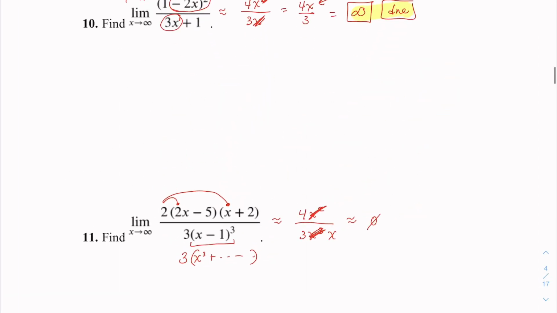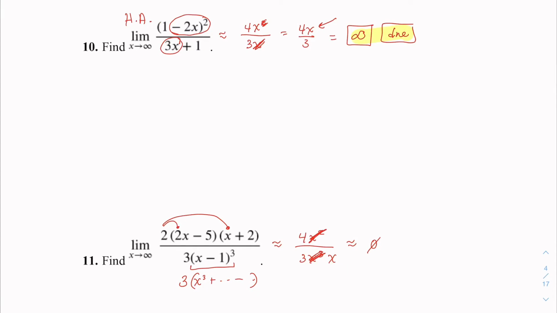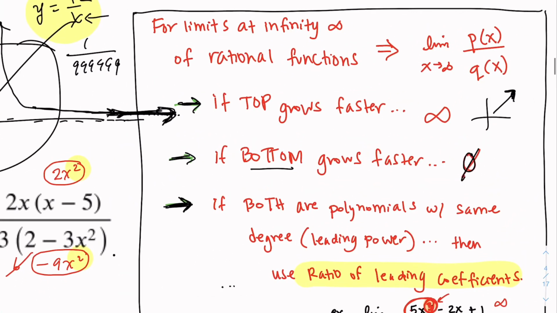So look at the difference between number 10 and number 11. We got almost the same thing, 4 over 3. The only difference was the x was in top, so our answer was infinity, versus the x being on the bottom, in which case our answer was 0. It's all about where the higher degree is. So I urge you to go back and copy these down.